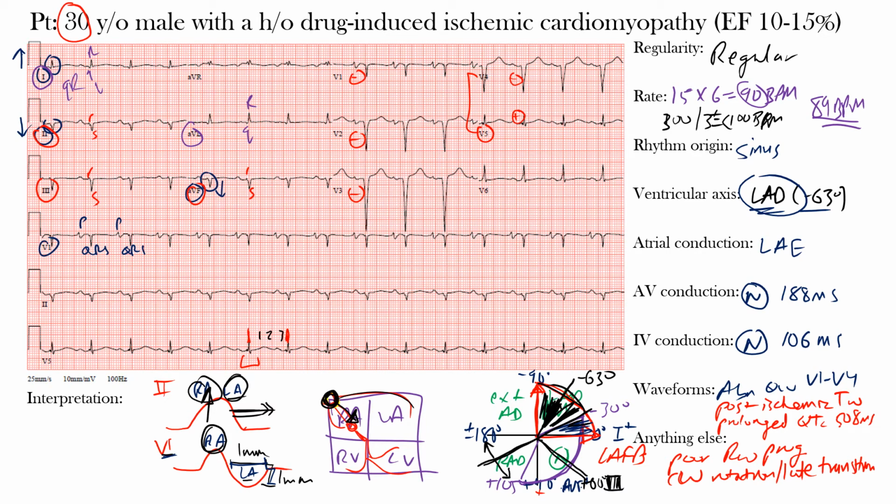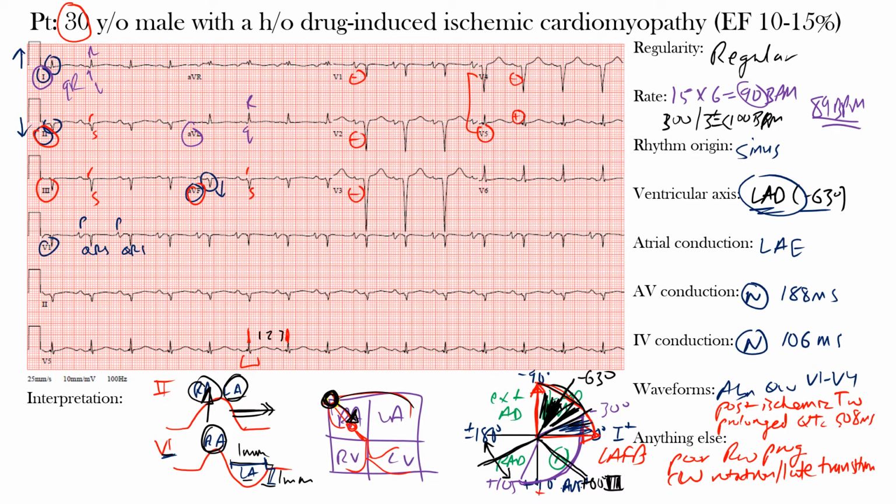Anyway, so what's our final interpretation? Well, we have a regular rhythm with sinus origin and a rate of 89 beats per minute. The ventricular axis is shifted leftward to -63 degrees. There is evidence of left atrial enlargement. There is normal AV and IV conduction.